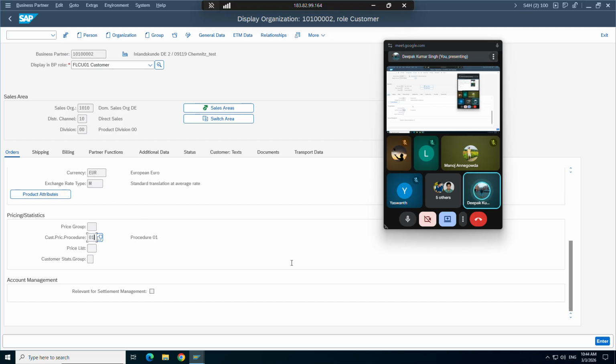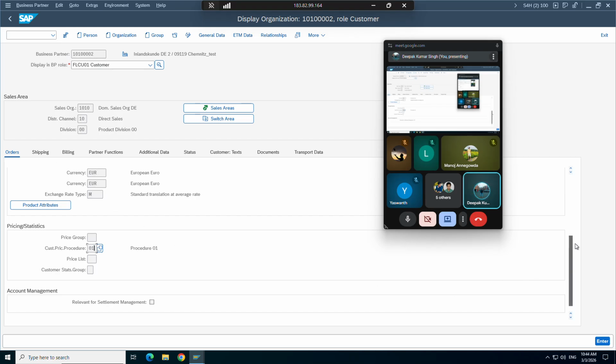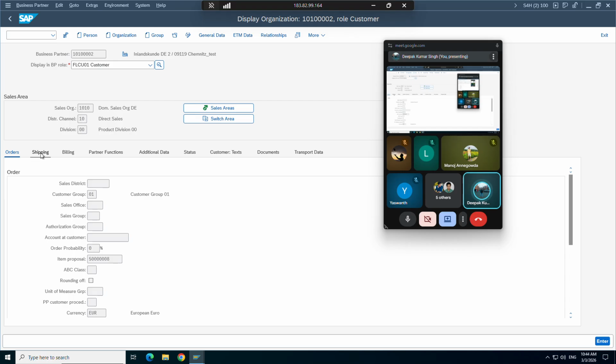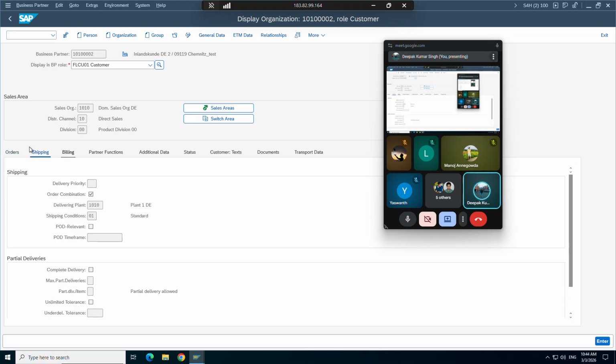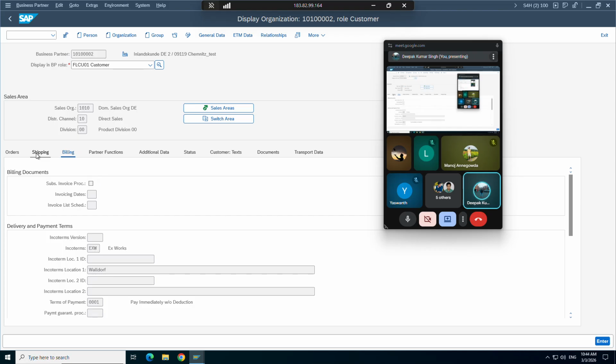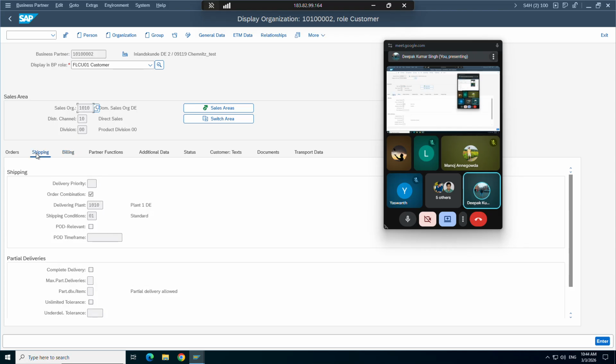Now let's go to shipping. Any confusion till now in the sales order type? Because we will be using these three tabs, as I said: shipping, billing, order. These three are the most important for our SAP SD data in the customer master. Any confusion so far? No.